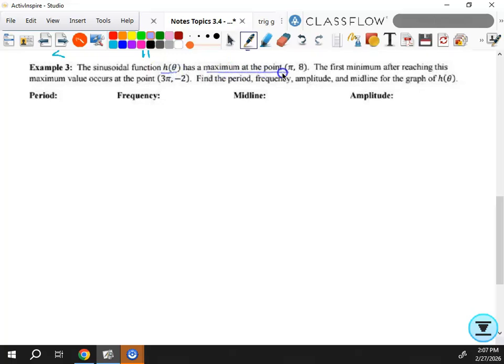We have a maximum point at this point. Then it says the first minimum after reaching this maximum occurs at this point. All right, so those words, the first minimum after reaching this maximum. Let me tell you why it's worded that way. I'm going to draw something that's going to look real bad. Don't draw it because I'm going to erase it.